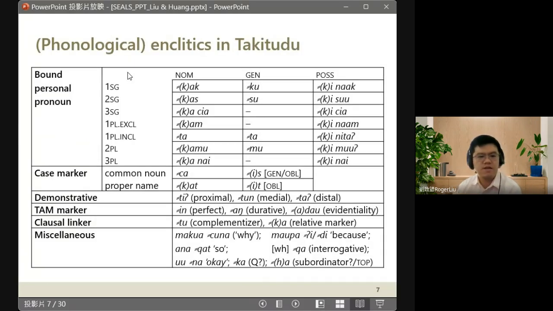And these are the phonological enclitics in Takitudu. They are distributed in different word classes, including bound personal pronouns, case markers, demonstratives, tense aspect modality markers, causal linkers, and some miscellaneous word classes, some of which are not yet determined as to what they actually mean.